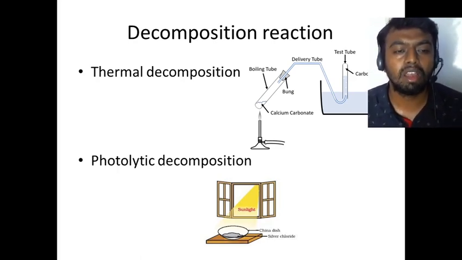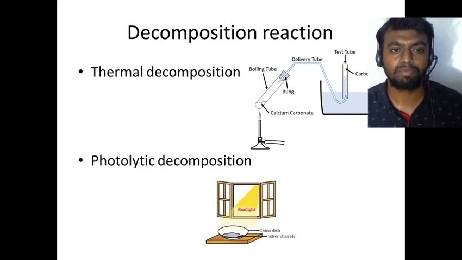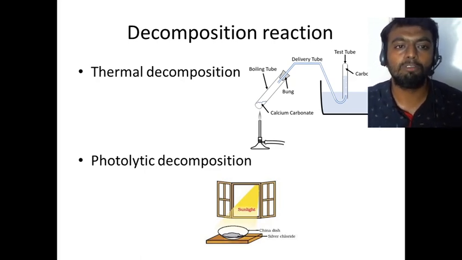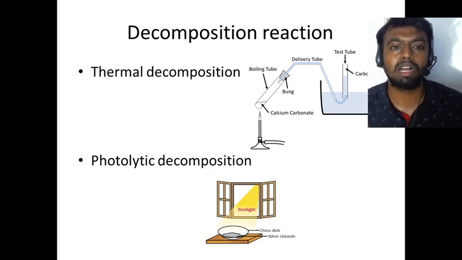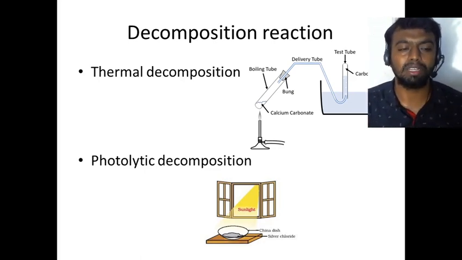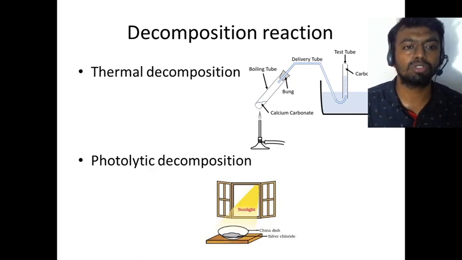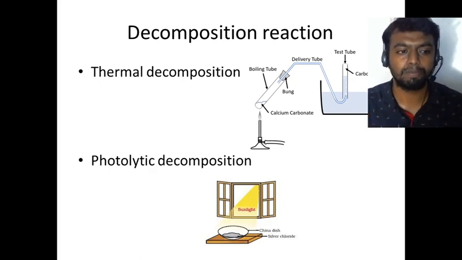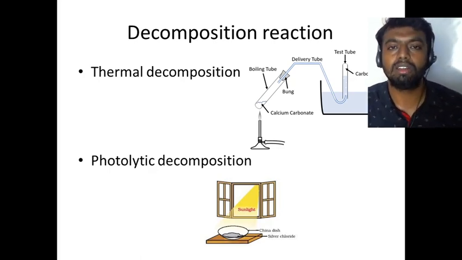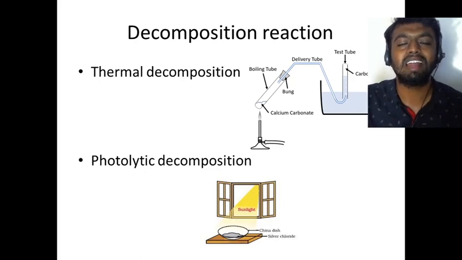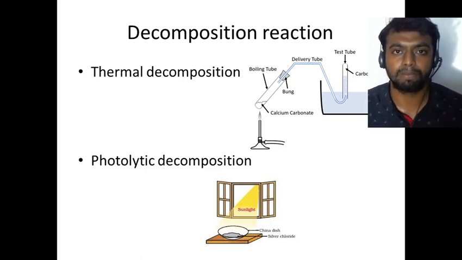I am heating calcium carbonate. When we heat calcium carbonate, we get calcium oxide and carbon dioxide. You can see in the tube the carbon dioxide collection is happening, right? So thermal decomposition, heat is given as energy. Second case, that is photolytic decomposition. Photolytic, sunlight is given as energy.